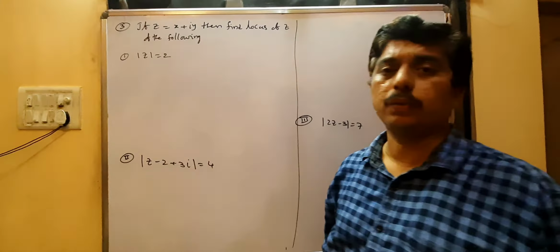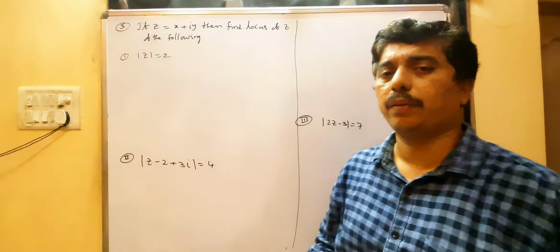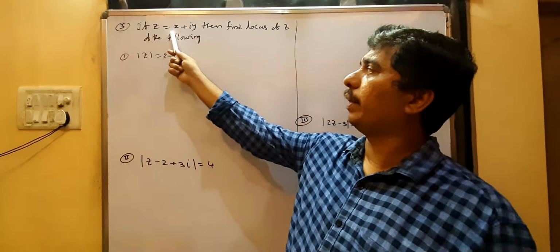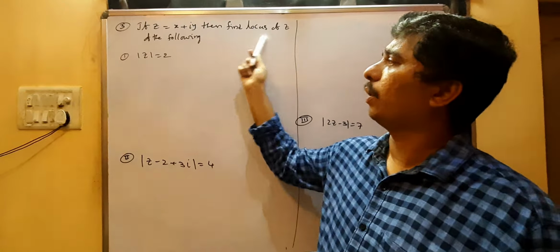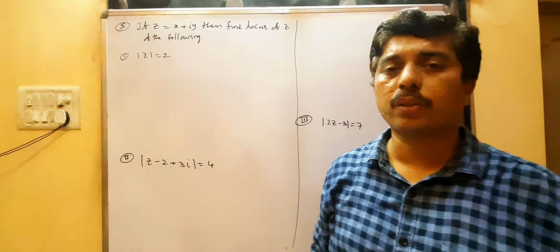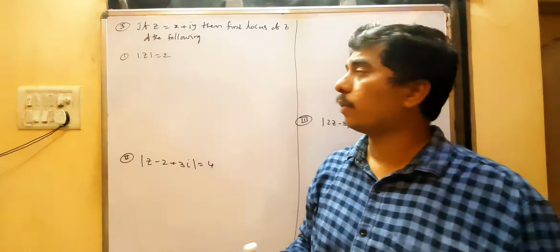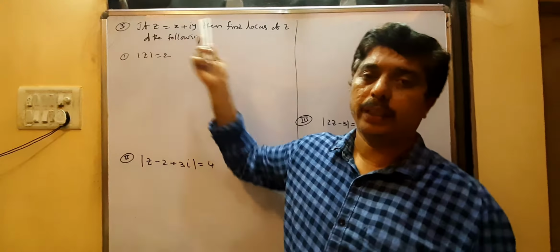This type of problem, sometimes they will ask for 2 marks, sometimes for 4 marks. You have to find the locus of z. What is z? z is given as x plus iy. Then find the locus of z for the following. Locus of z means you have to find the one curve on which the complex number z lies.